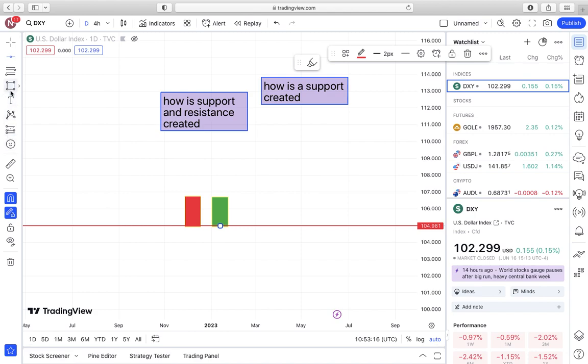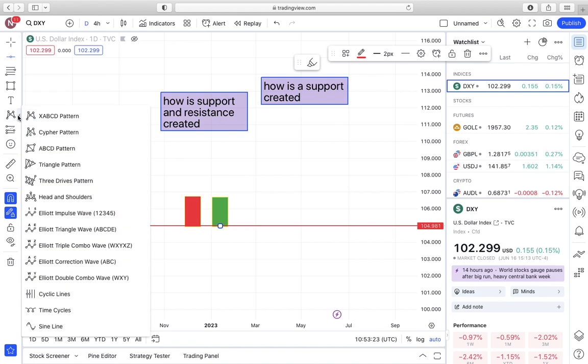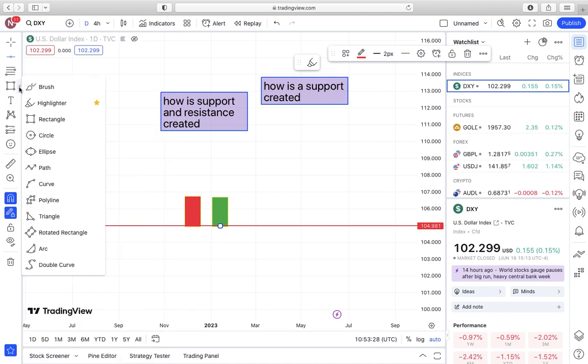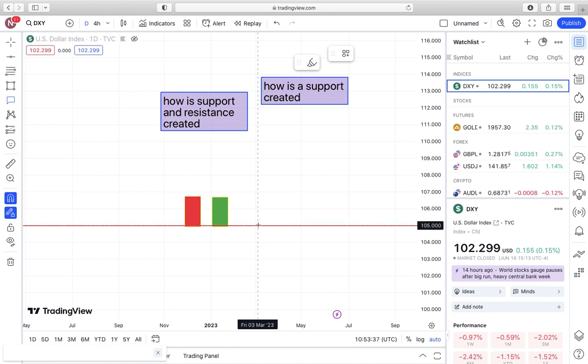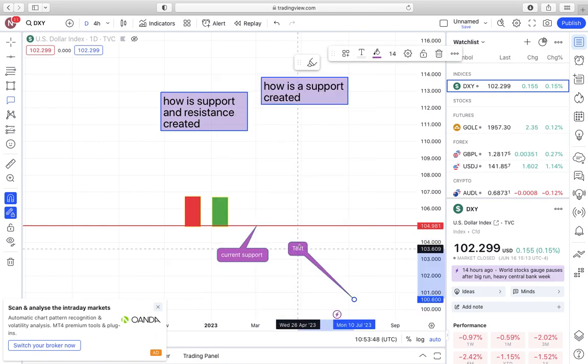Now this is how support is created. You come here and name this as your current support, because that support is already created, and we are going to call it out for you to identify that zone. The call out will be current support. This is how support is created.